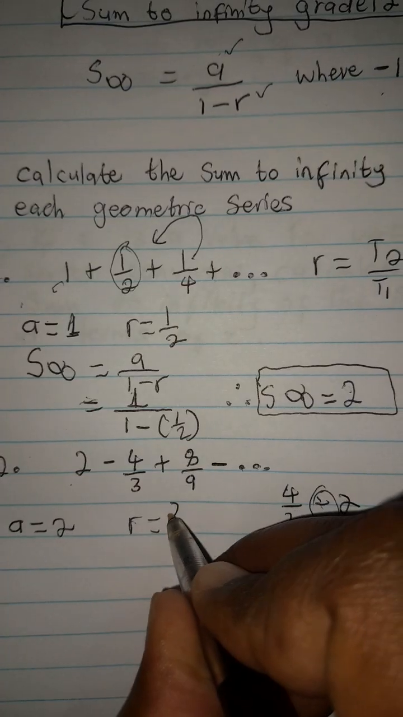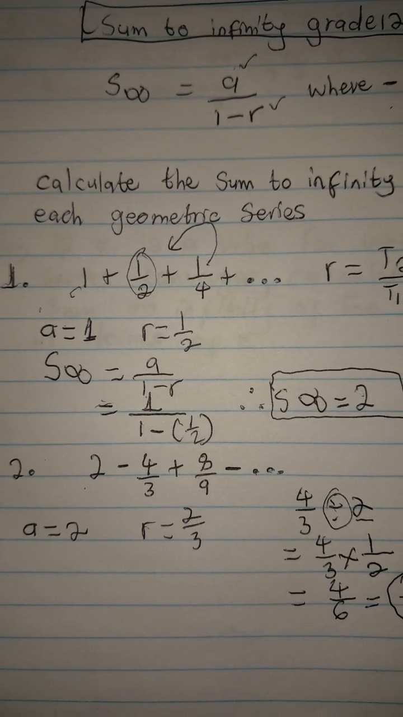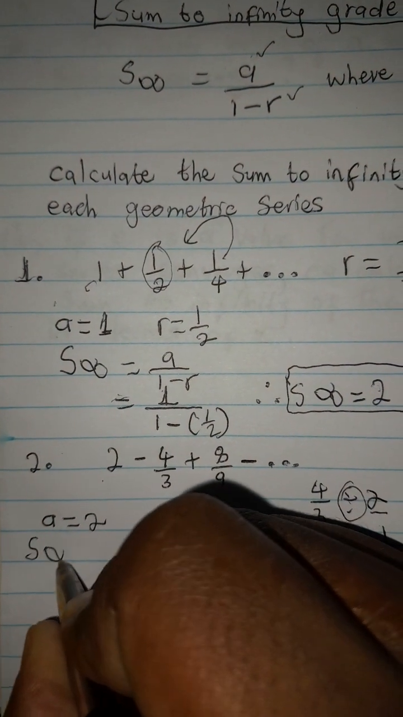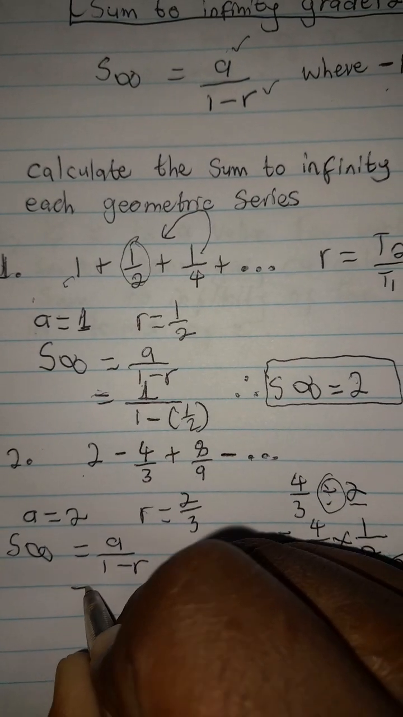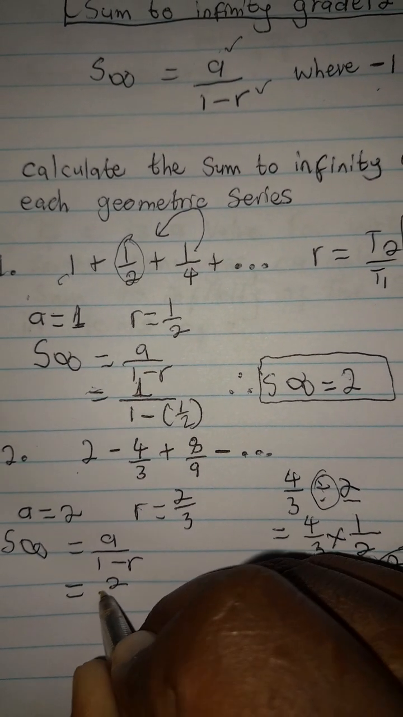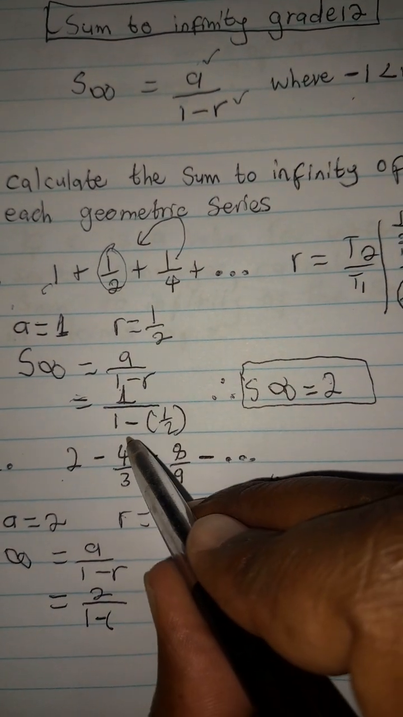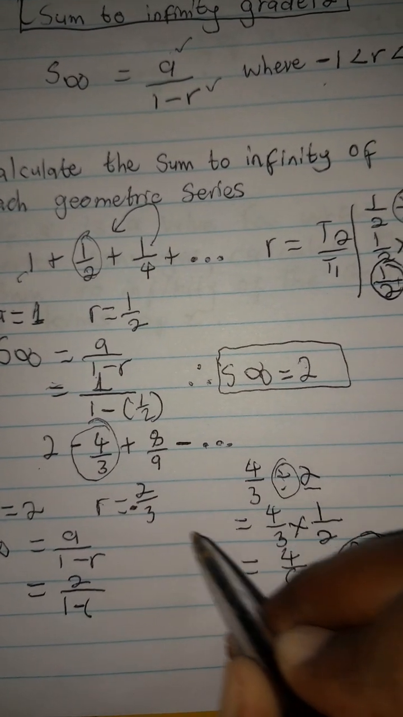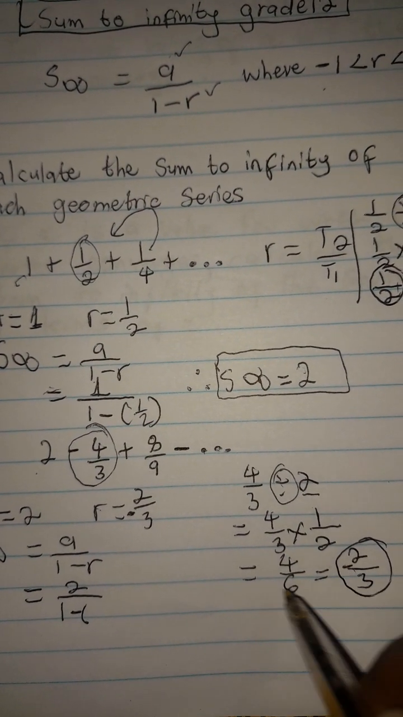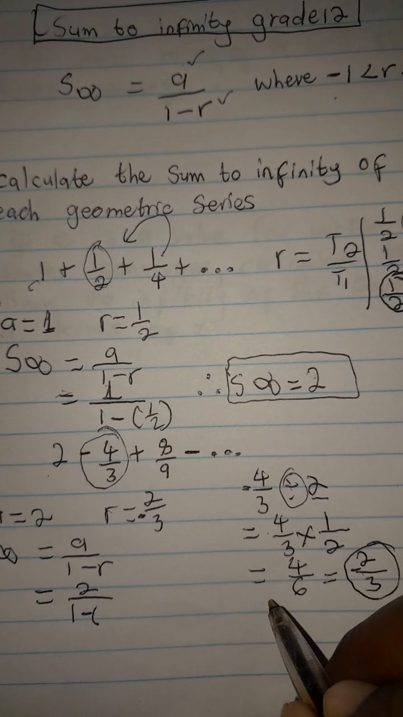So let's revisit. We are going to put 2 all over 3. Then what is left? The second step is to write the formula. Sum to infinity is a over 1 minus r. Where there is a, you replace it by 2. 1, where there's r, you replace it by, oh, I'm making a mistake. This was negative 4 over 3. So that also makes the constant ratio negative. Yes, so this should be negative. Sorry for that, because we had negative 4 over 3.